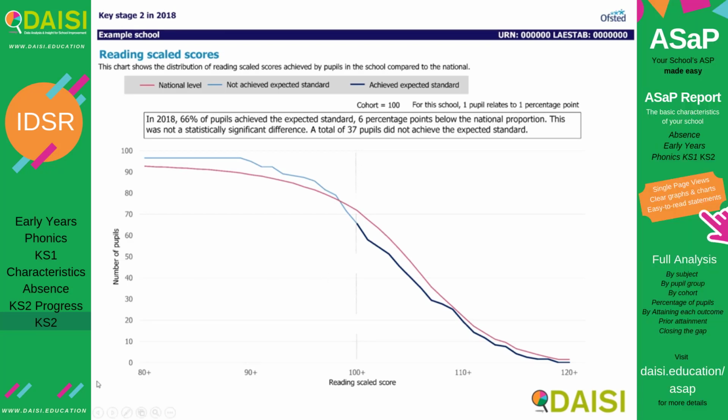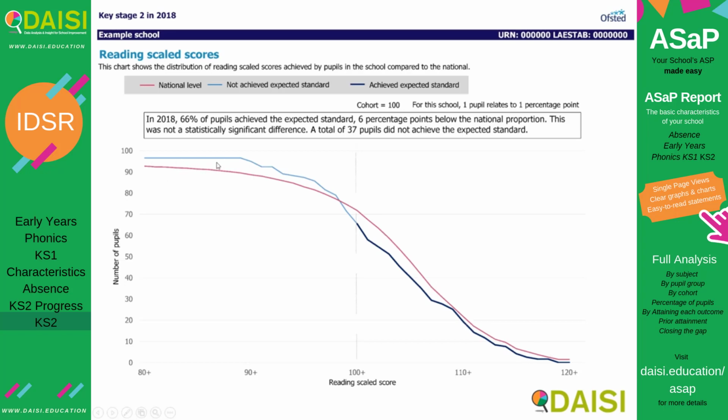included in here, and so you'll find that the starting point for your blue line, which is your school, might not be exactly the same as the number of your cohort. So go 80, 90, 100, so that's your pass mark, 110 is your high standard. So again, just like at phonics, the red line is your national and the blue line is your school.